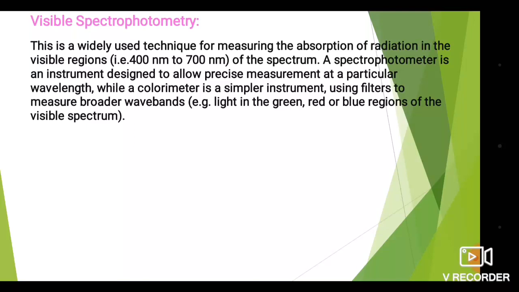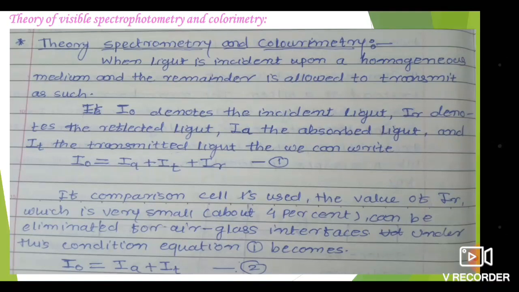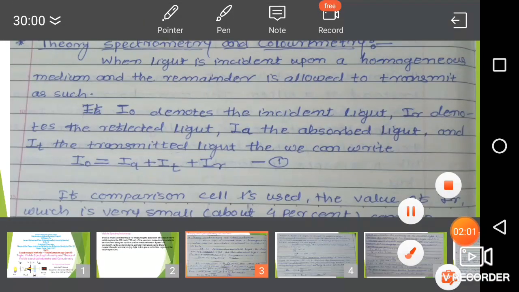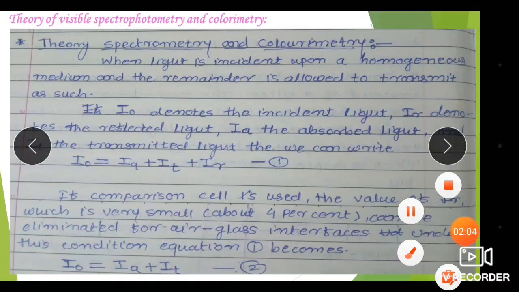While a colorimeter is a simpler instrument using filters to measure broader wavelengths or wavebands. So this is the simple difference between a spectrophotometer and a colorimeter. A colorimeter is a simple instrument that is used for measuring broader wavebands. So this is about spectrophotometry. Now let's see the theory of visible spectrophotometry and colorimetry.